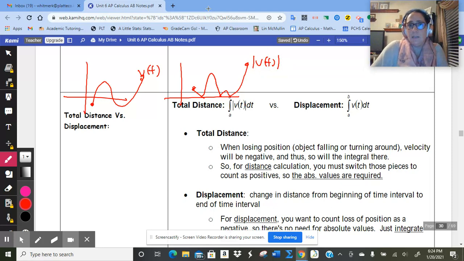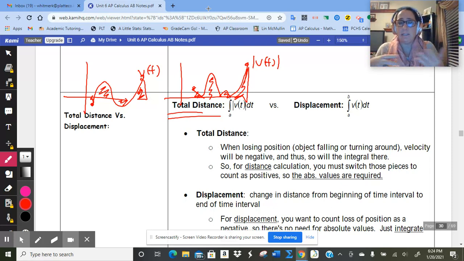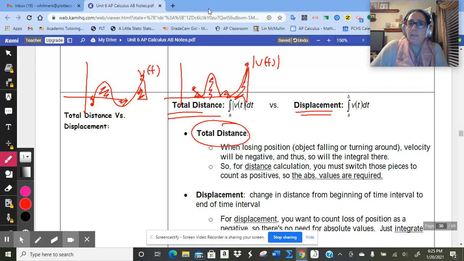And when I do this, I can get this area under here, the area under here, this area. When I flip it all up, the area under the velocity graph is the total distance. If I left it as just velocity, then I'm going to have the negatives and the positives that are canceling some, and I have that displacement. So if I want the total distance, we have to have the absolute values of the velocity.